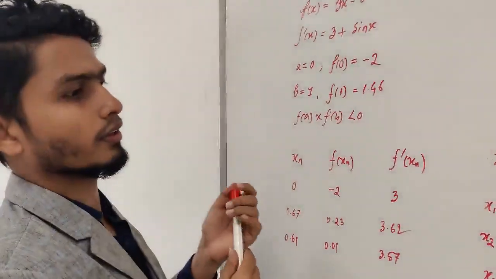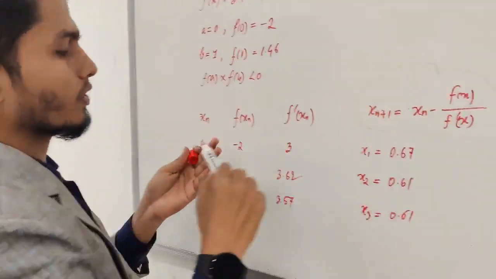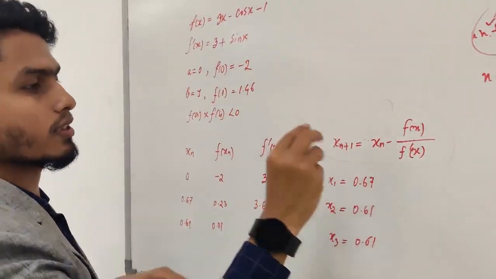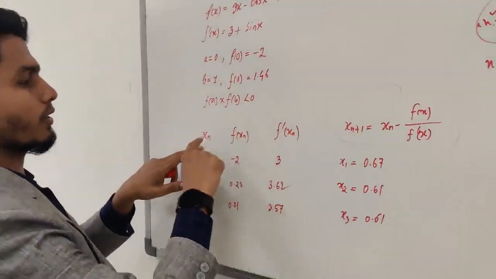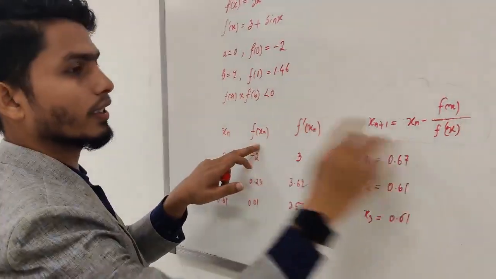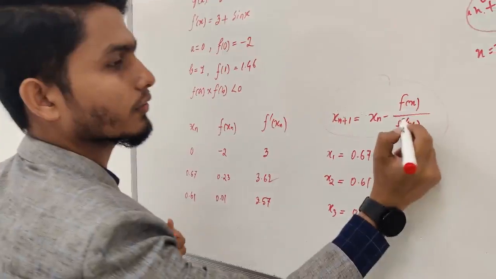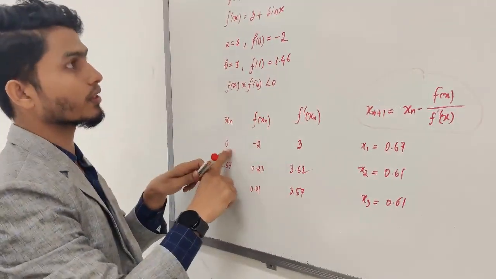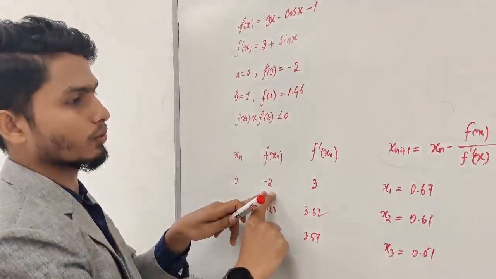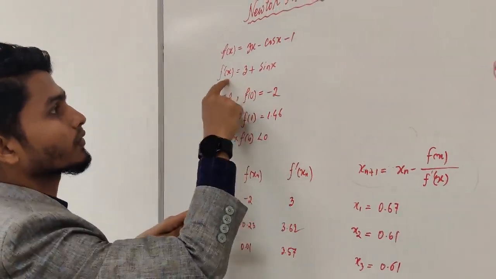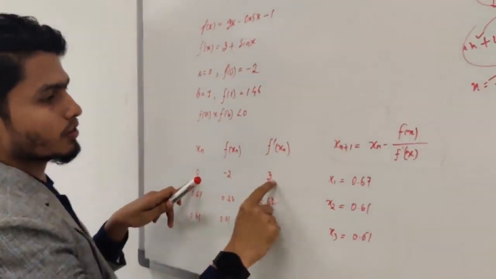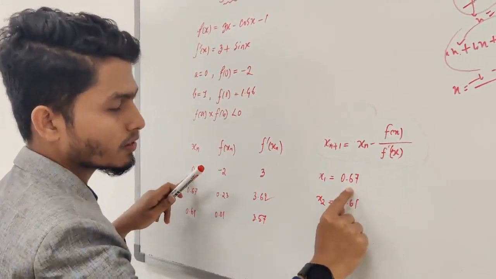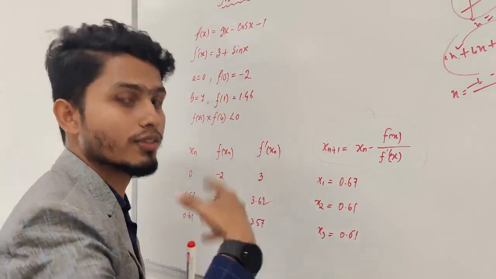Since we know this equation, we see that this x n plus 1 is the root, and firstly we can put it here, then the second and the third. So firstly we can guess 0. If you substitute 0 here, you will find negative 2. If you substitute 0 here, you will find 3. If you substitute everything in this equation, you will find this value. This value I will have to use for the second time.